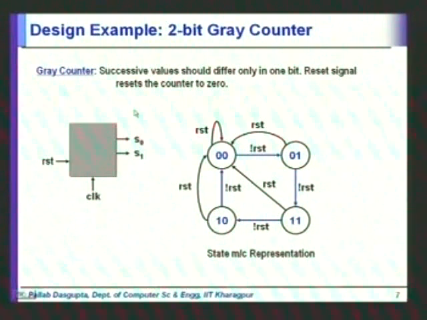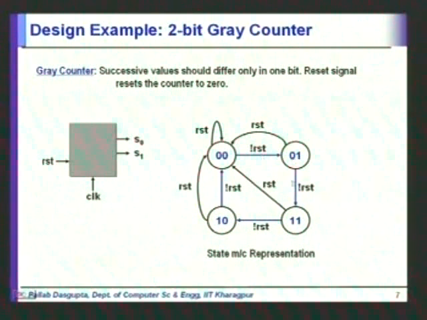So in addition to that, this counter has a reset, and whenever the reset signal is raised, then the counter returns to the value 0 0. Okay. So this is a state machine representation of that, where you can see from 0 0, when we get a reset it stays in 0 0. If we do not get a reset, it goes to 0 1. If we do not get a reset, it goes to 1 1. If we do not get a reset, it goes to 1 0, and then back to 0 0.